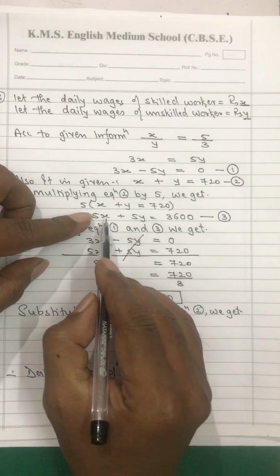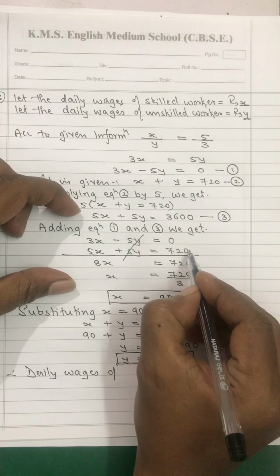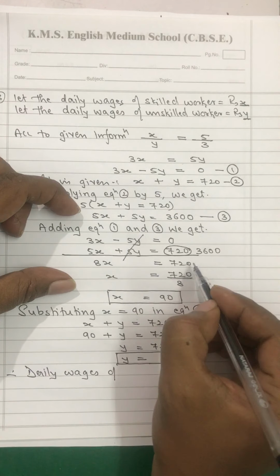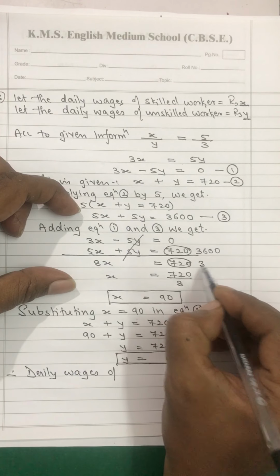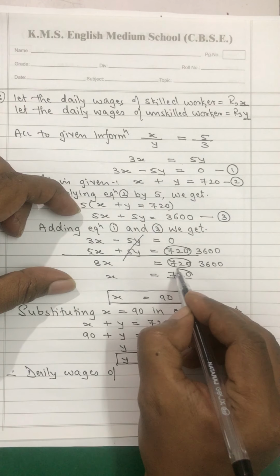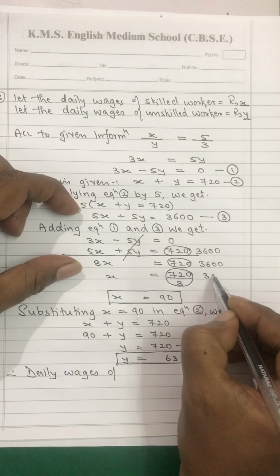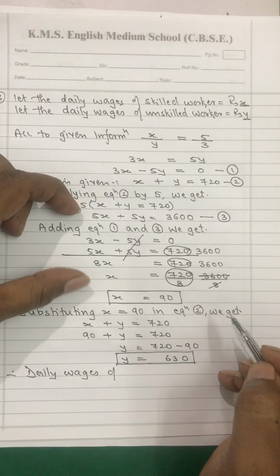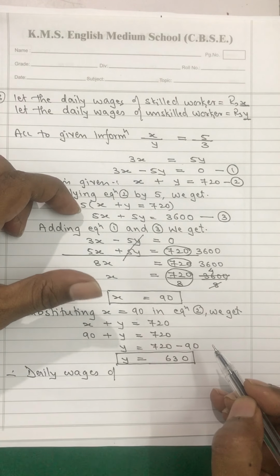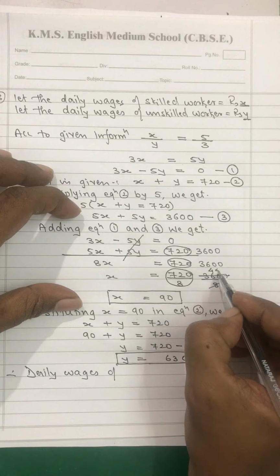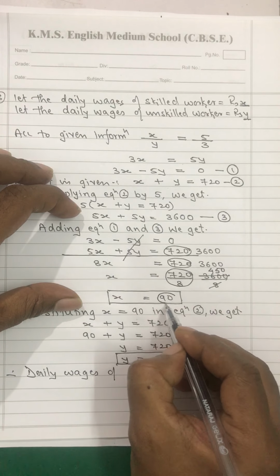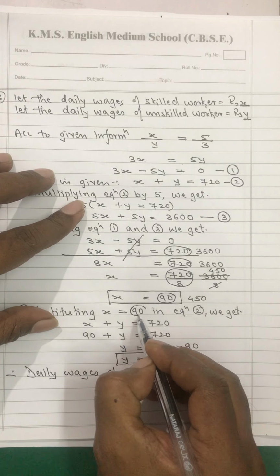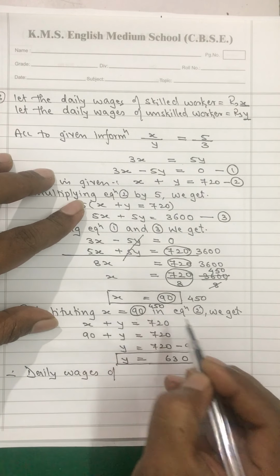My dear students, 5x plus 5y is equal to 720, no, 5x plus 5y is equal to 3600. So this will become 3600 upon 8. 8 times 4 are 32. 8 times 5 are 40 and then 0. So this will become x is equal to 450. My dear students, I am very sorry for this. x is equal to 450.